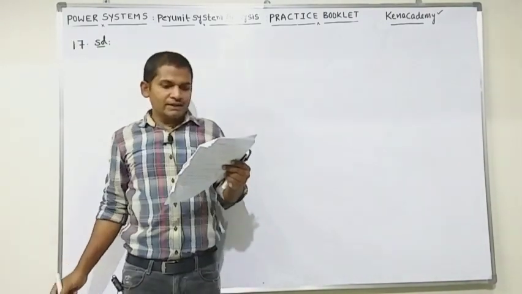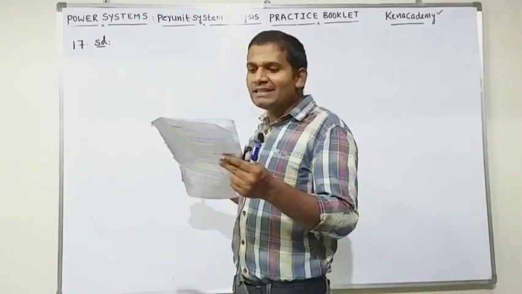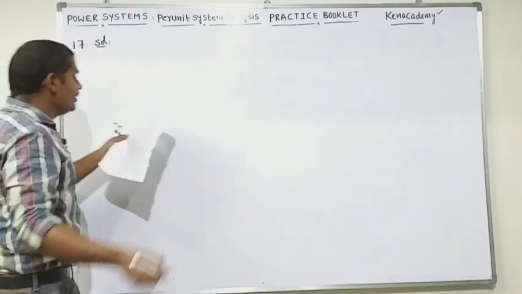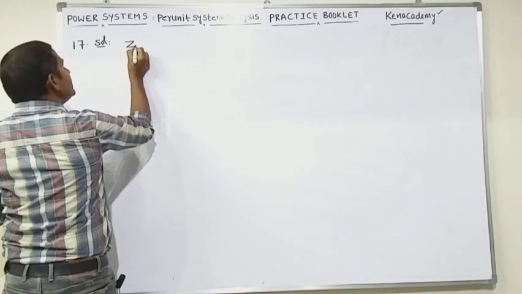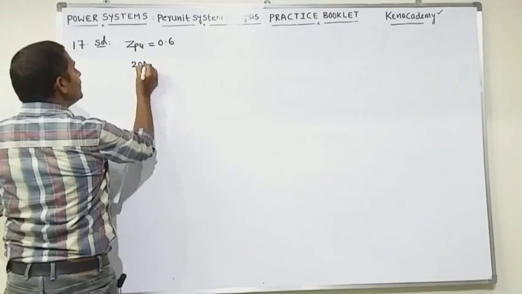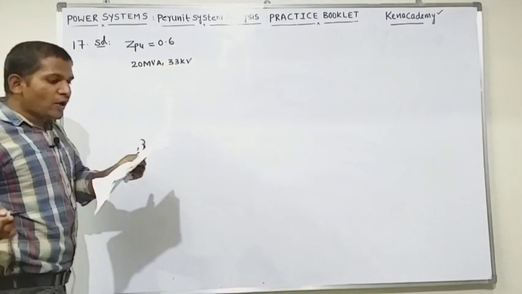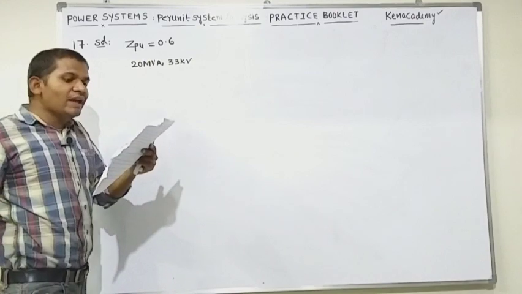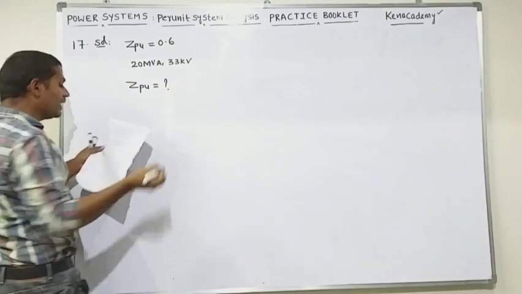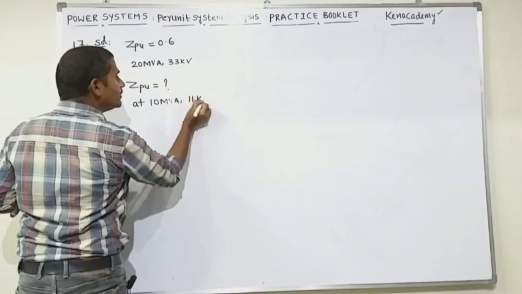This was asked in Telangana NPDCL in 2015. A load has a per unit impedance of 0.6 to a base of 20 MVA and 33 kV. The per unit impedance is given as 0.6 for a base of 20 MVA, 33 kV. You want to find the per unit impedance for a base of 10 MVA, 11 kV.